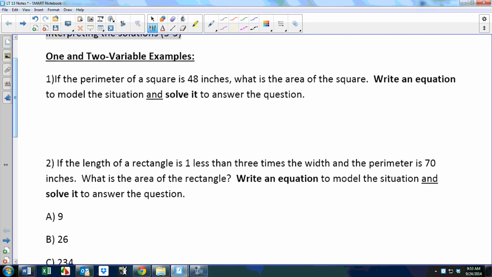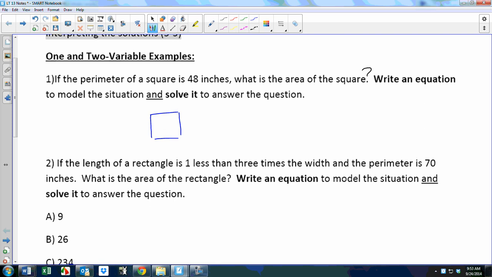Okay? So in number 1, if the perimeter of a square is 48 inches, what is the area of the square? That should be a question mark there. Sorry about that. Rule number 1, draw a picture. Draw a square. Do the best you can. Good enough. There are 2 sets of directions from here, though. I'm going to require that you write an equation to model the situation and solve it. I know some of you can look at this problem and just think it through and you can figure it out. You got the solve it part. I want you to be able to model it as well, okay?